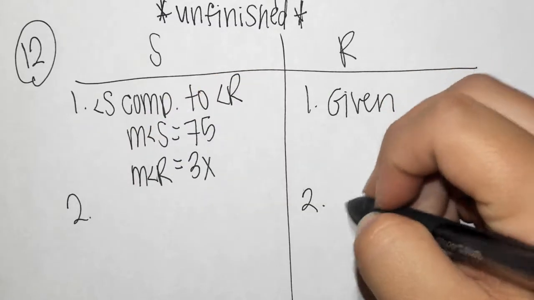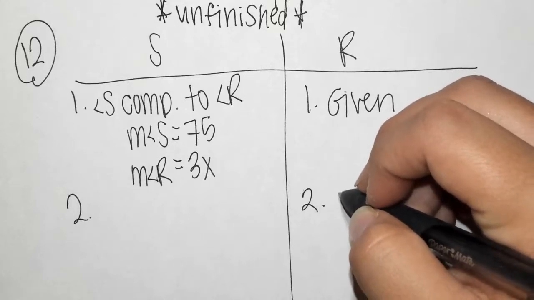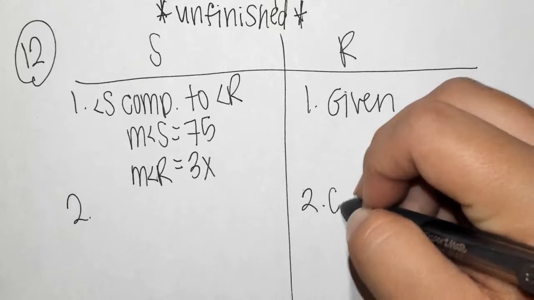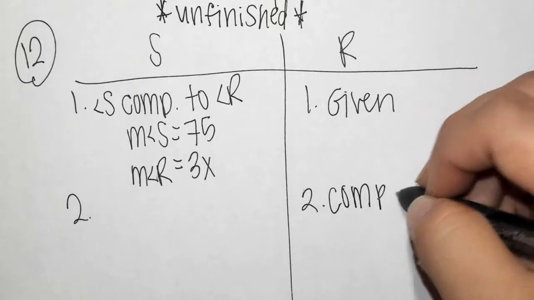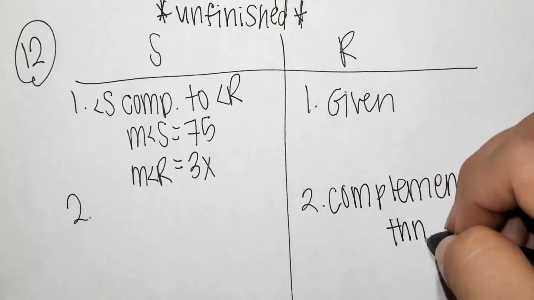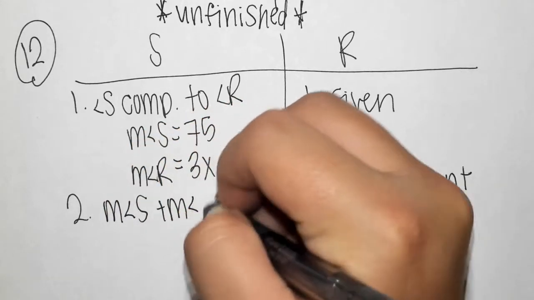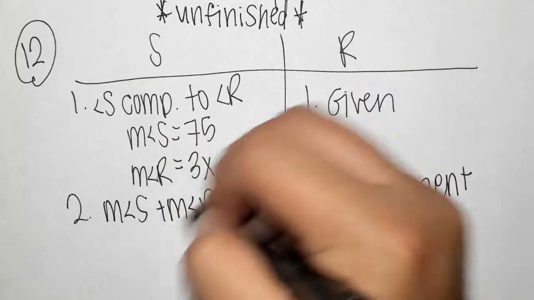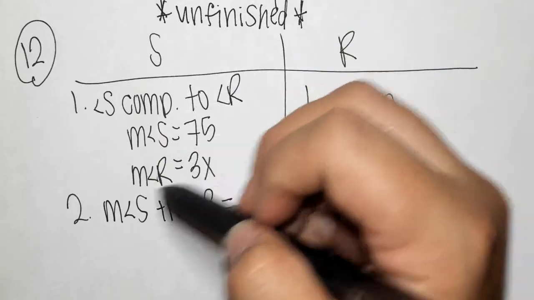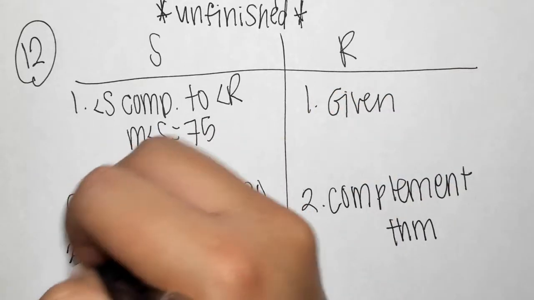What would you use? It's complementary, so it's called the complement theorem, which means the measure of angle S plus the measure of angle R. So you can't just throw in 75 and 3x yet. You have to say that S plus R equals 90. Now you can substitute them in.